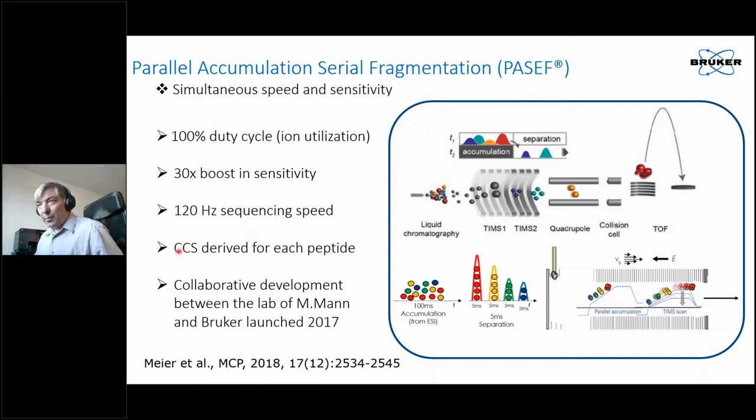We call it 4D proteomics because the fourth dimension of information we get is the ion mobility or collision cross-section derived for each peptide. We measure tens of thousands of those in, say, a cell extract proteomics run.